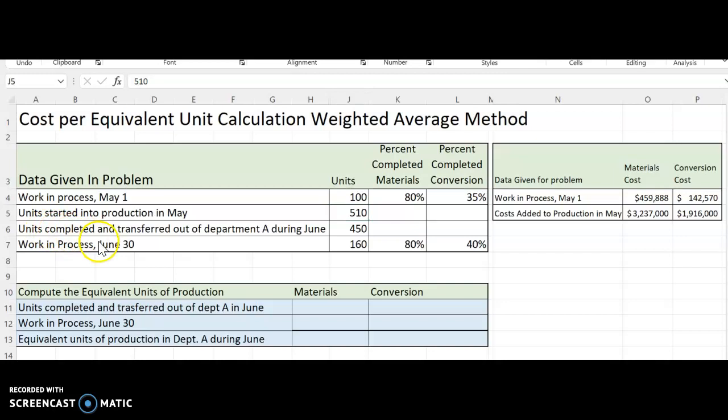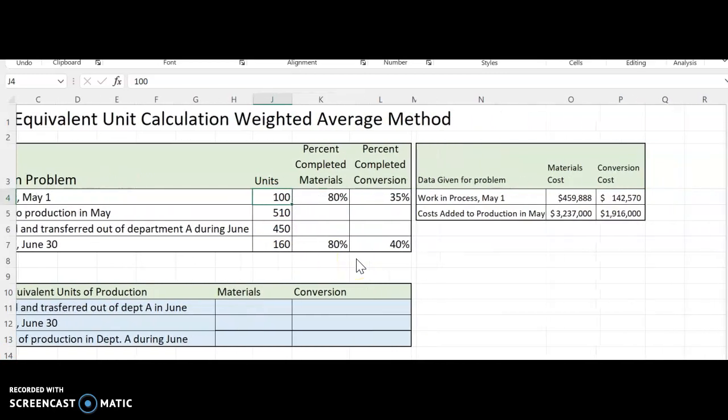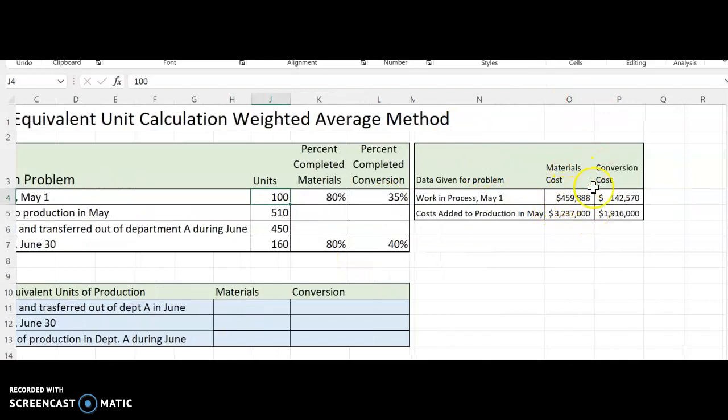Then we have units completed and transferred out of Department A during June. So these are the units that we have moved out. And then we have work in process for June 30th. So if you notice here, we're talking about in terms of units here. So we need these units because we're going to use those to apply out the dollar amount.